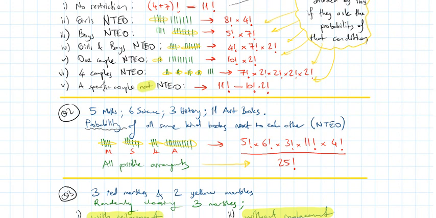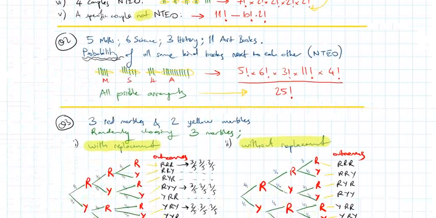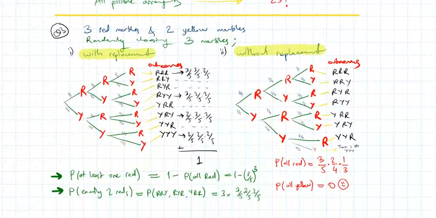So again we use the stick method, we stick them together. The 5 maths books can be arranged in between as 5 factorial, 6 science books is 6 factorial, 3 history is 3 factorial and 11 art books is 11 factorial. And all these M, S, H, A groups can be arranged as 4 factorial, and this must be divided by 25 factorial. Alright, and the last question, we are finishing with this.